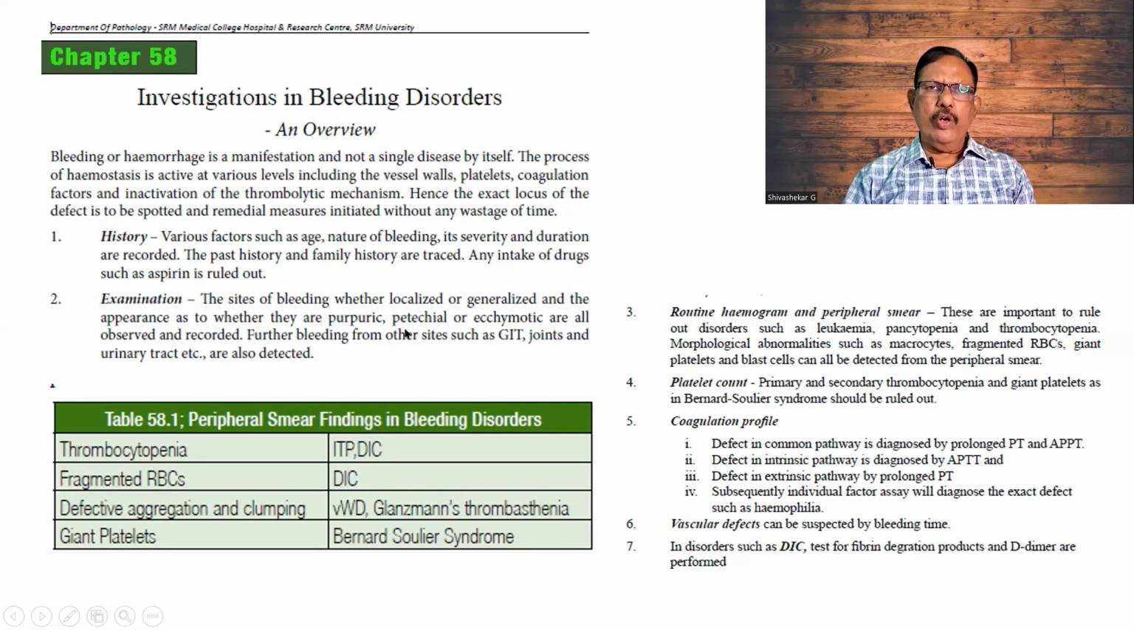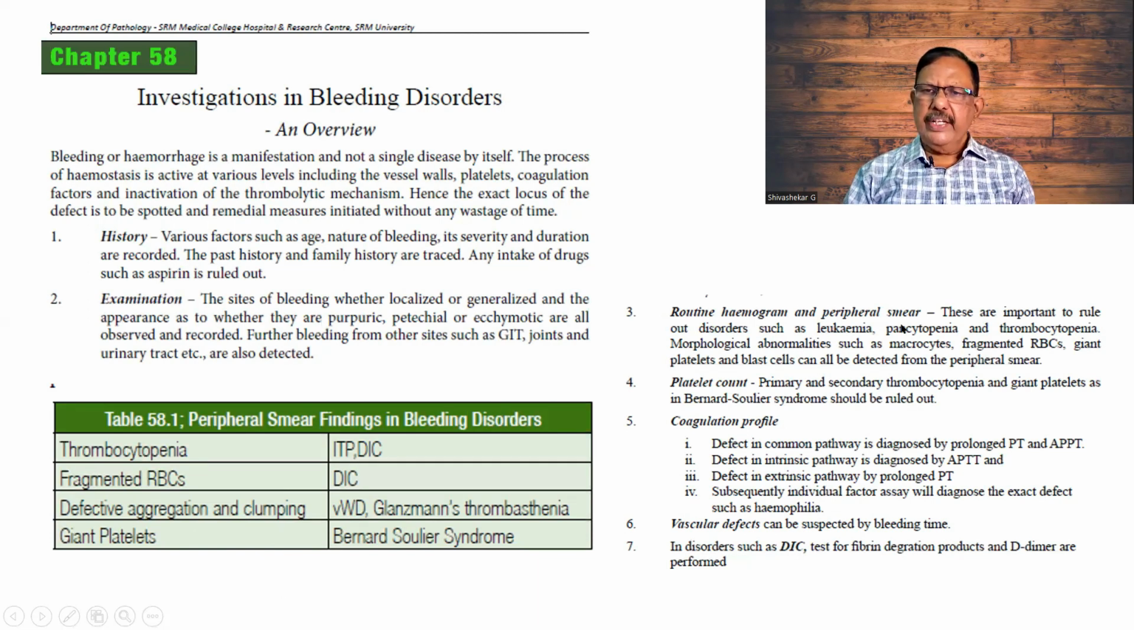And examination. What is the type of bleeding? Is it petechiae, purpura, ecchymosis, or hemarthrosis? And do the peripheral smear. Thrombocytopenia, you will be able to diagnose DIC or ITP. Fragmented RBCs, DIC. Defective aggregation, von Willebrand's disease or Glanzmann's disease. Giant platelets, Bernard-Soulier syndrome. All this can be MCQs for us.